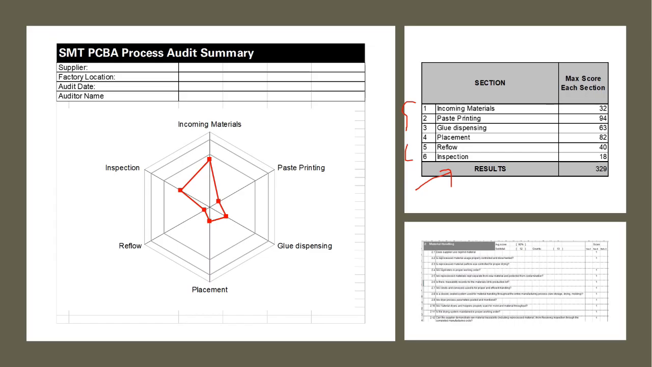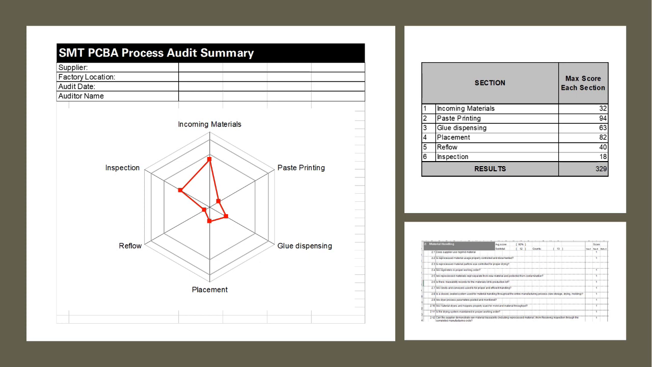Each section also has a subsection according to the process. Such as paste printing, that is broken down into the subsections of work instructions, solder paste handling, stencil, squeegee, support pin tooling, the printed circuit board handling, the machine capability, paste inspection, and the print inspections.